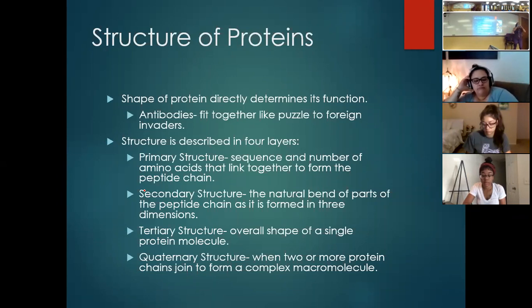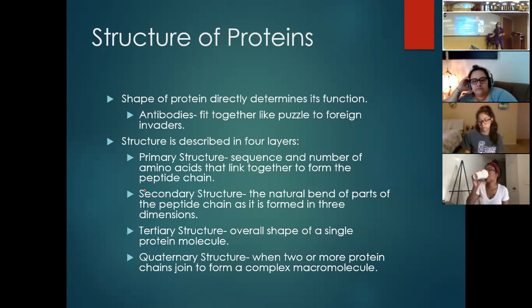So again, the primary structure is where I take Lego, okay, I need this Lego and I need a blue Lego and I need a two Lego and I need a green Lego, and I make the chain. Secondary is where I allow it to have its natural bends. Tertiary is when I start doing origami, making it a very specific shape. Quaternary is where I take two of those origamis and I smoosh them together. So right now, all we're looking at is the definitions of these terms. Is everybody okay with that?